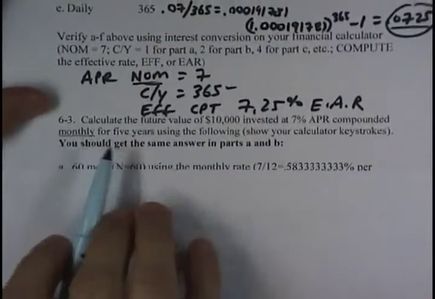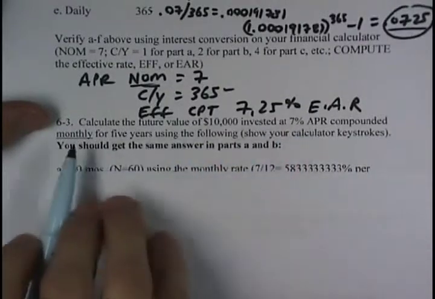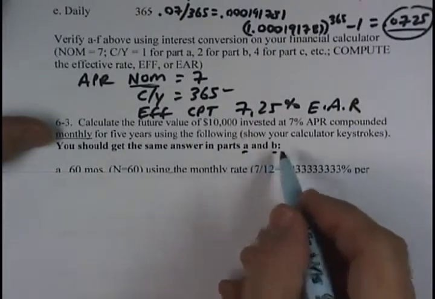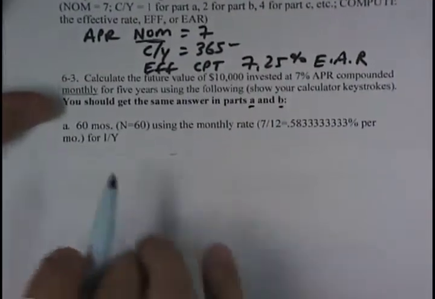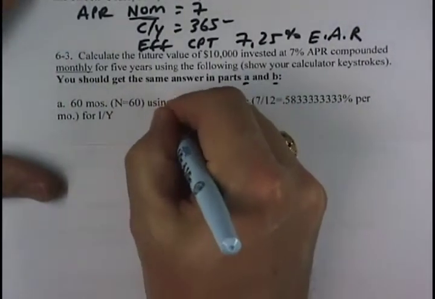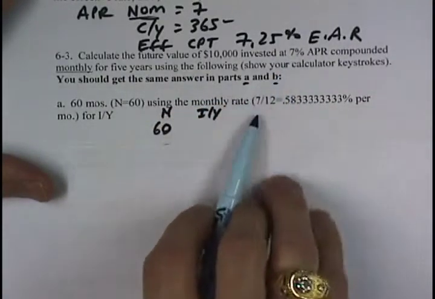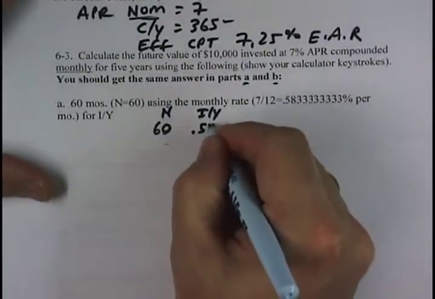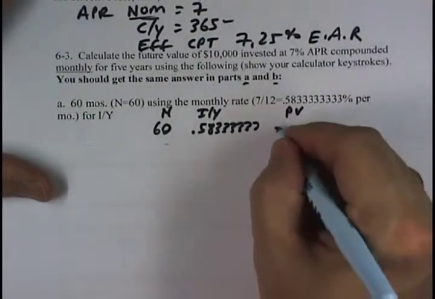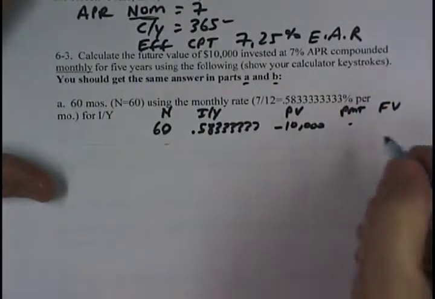In Part 6.3, it asks us to calculate the future value of $10,000 invested at 7% APR compounded monthly for 5 years using the following, and we should get the same answer in Parts A and B. It says in Part A, use the number of months and the monthly rate, 60 months, and 7% APR, 7 divided by 12 is 0.58333333%. We invest $10,000 today, and we're going to compute our future value.